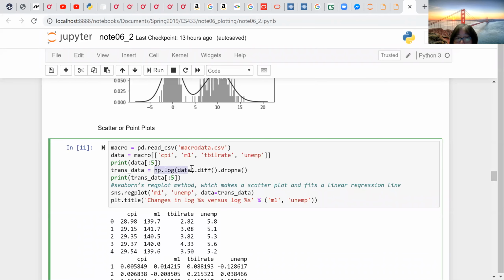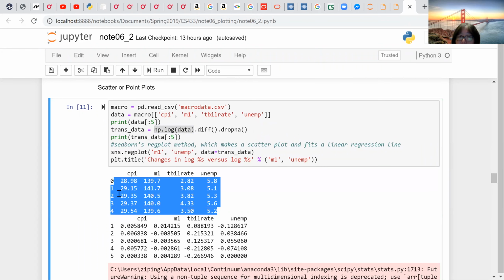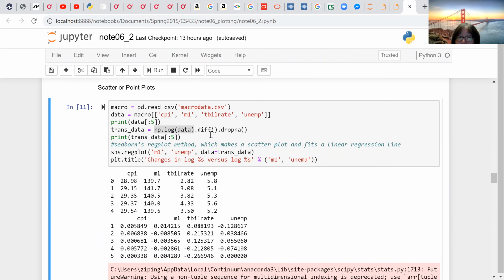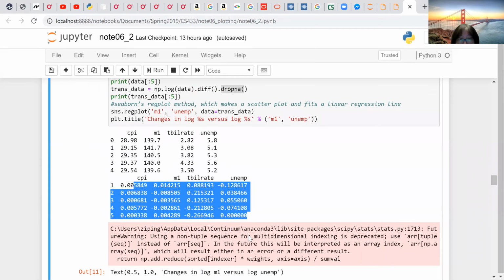And then next, we are going to take the log of those data, so not the original data, okay? We are going to do the log of the data. After that, we are going to calculate the difference, and then we're going to drop any null values. The result of the log and difference is shown here, okay?